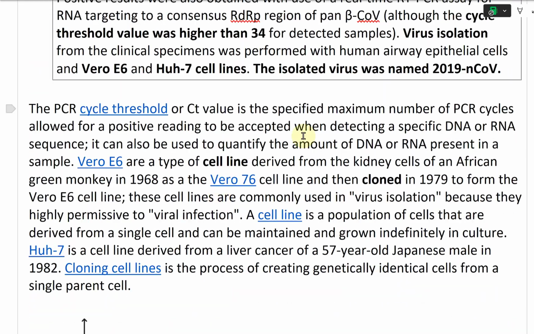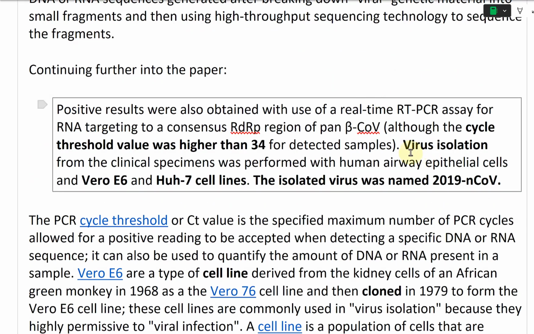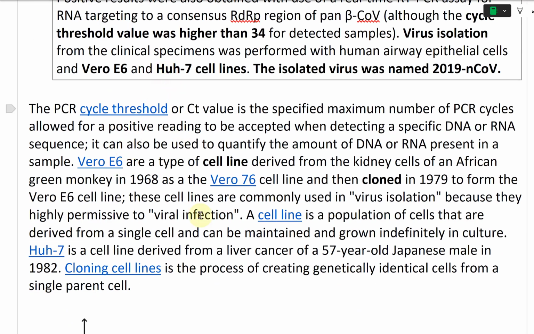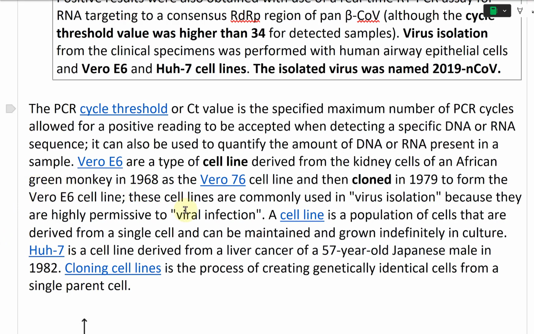All right, going further. So right here, Vero E6, the quote: virus isolation was performed on the human airway epithelial and Vero E6 and Ha7 cell lines. So Vero E6 are a type of cell line derived from the kidney cells of an African green monkey in 1968 as the Vero 7-6 cell line, and then cloned in 1979 to form the Vero E6 cell line. And these cell lines are commonly used in virus isolation because they are highly permissive to viral infection.